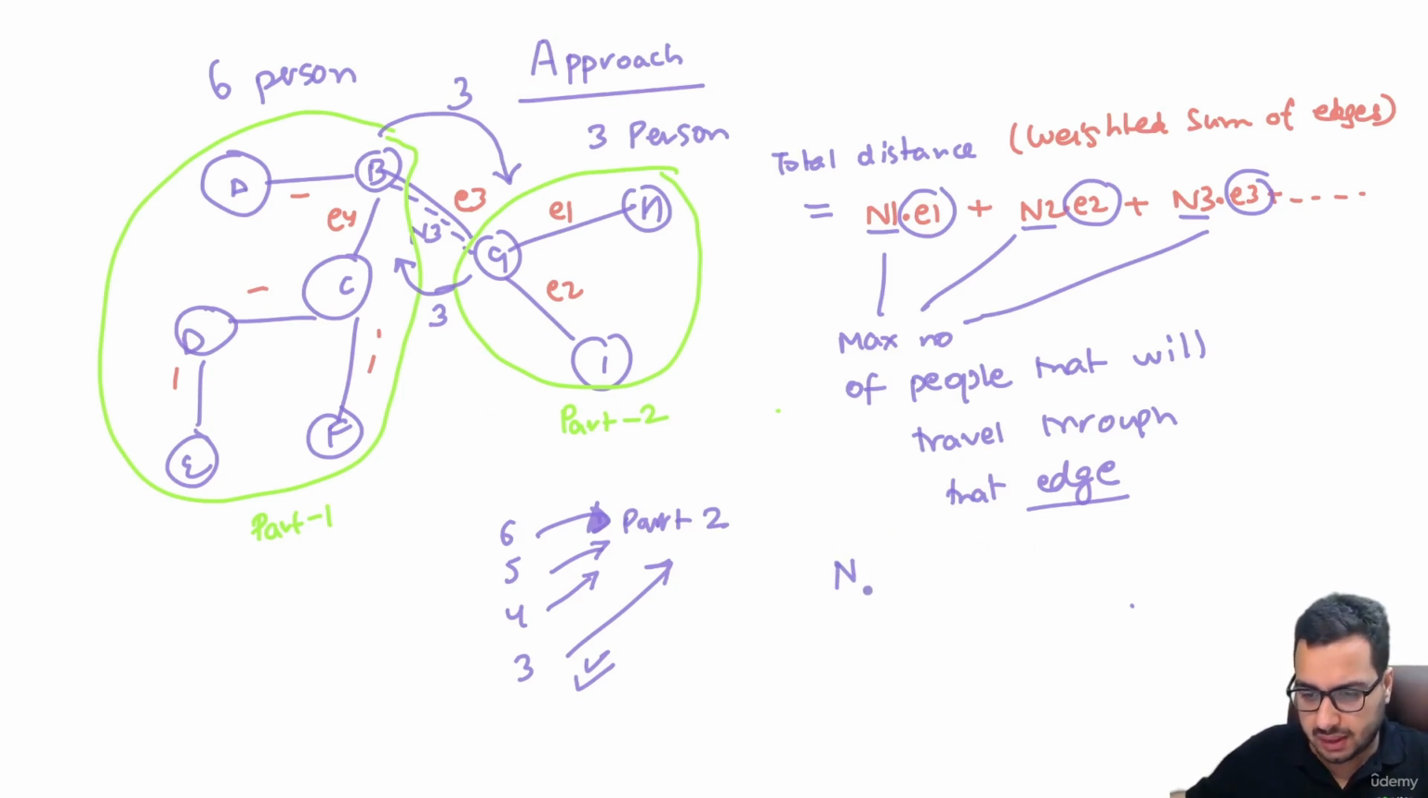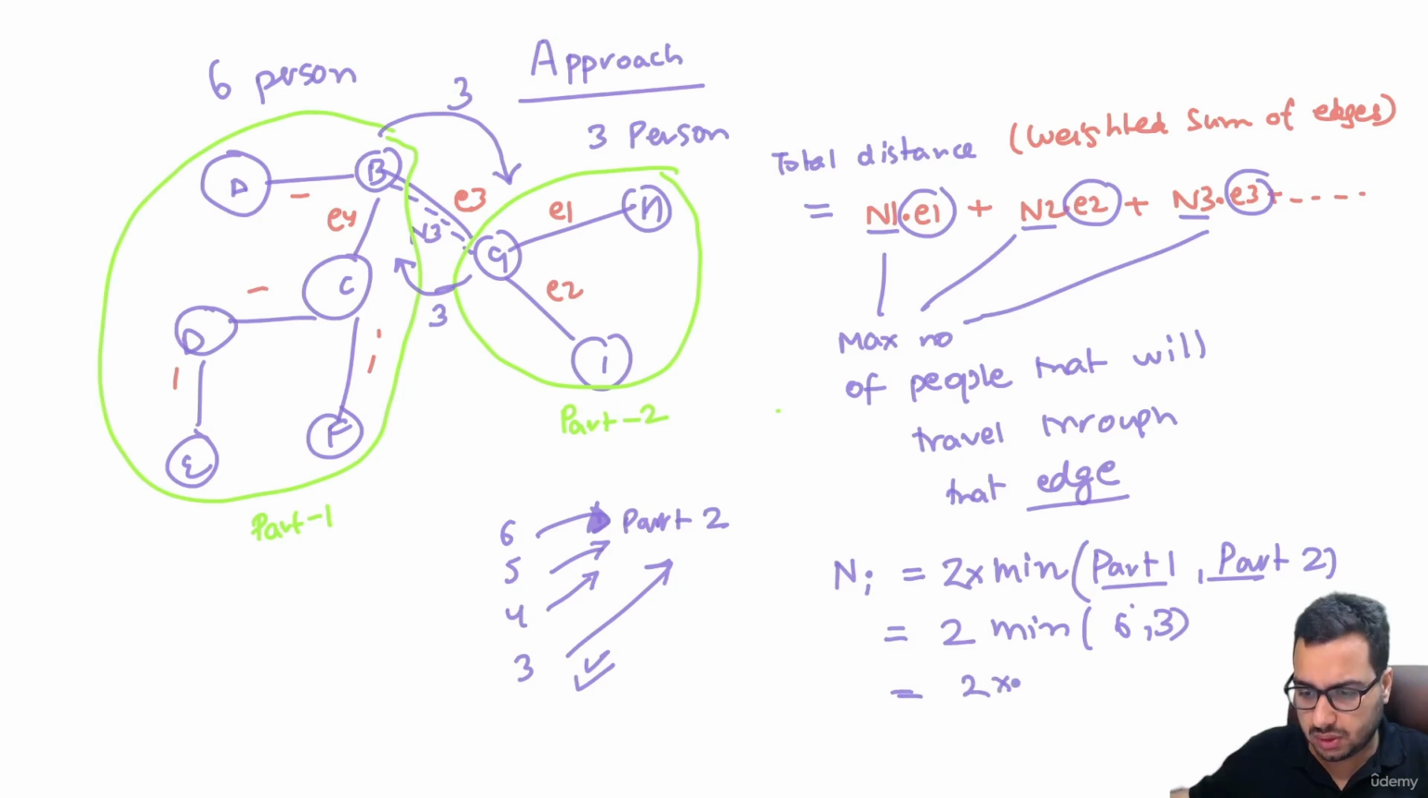So what is the number of people that would be traveling through this particular edge, some ith edge? That would be nothing but twice the minimum of the persons in part 1 and part 2. So it is 2 into minimum of 6 and 3, which is 2 into 3. Effectively, in the maximum case, there would be 6 people using this edge to travel from one part of the graph to another.